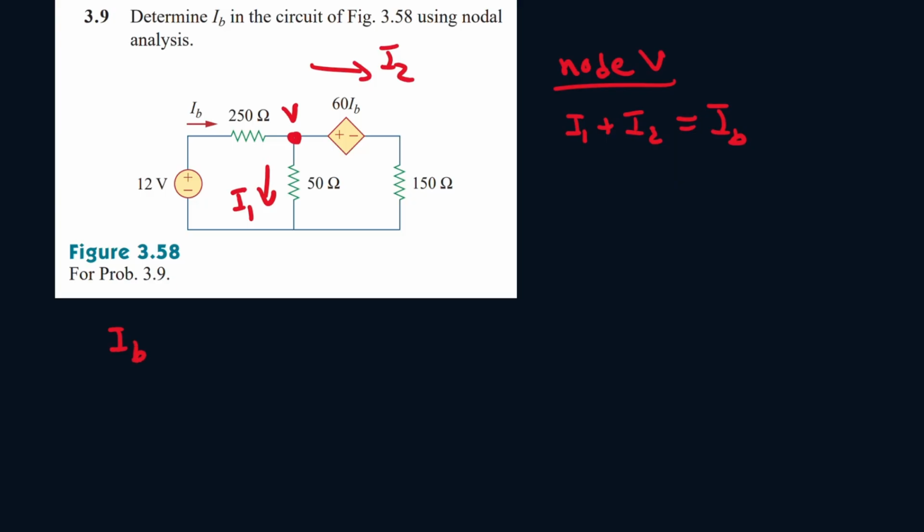For IB, this point is 12 volts, so it goes from high potential to low potential. It'll be 12 minus V over 250. For I1, it goes from high potential, V, to low potential, the ground node, which is 0 volts. So it's V minus 0 all over 50.